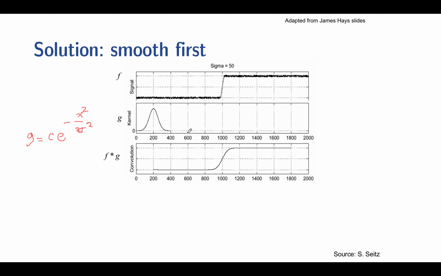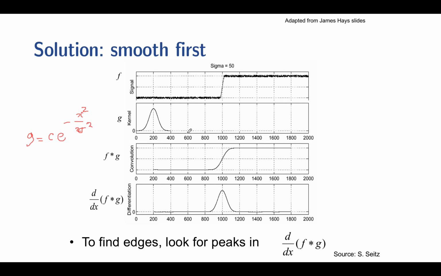Once I have this, I can now take the derivative, because I have a smoothed out signal. This is d by dx of f convolved with g. And now that should really give you, ideally, a peak at the edge and not anywhere else, because I have suppressed the noise sufficiently. Any questions on that? Is that idea clear? So I'm using two convolutions. First one to suppress the noise, and then one to find the edges.